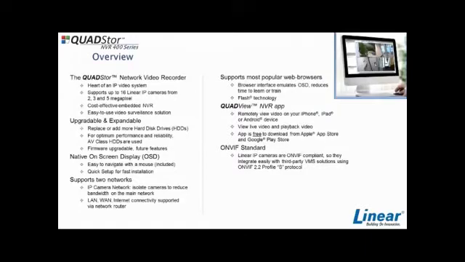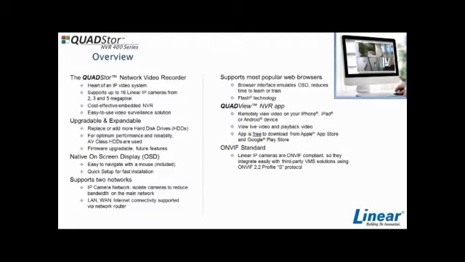The key features of the QUADStore NVR are that it supports the Linear 2, 3, and 5 megapixel cameras. It's a cost-effective embedded NVR, and it's upgradable and expandable, so you can replace the hard drives and add more storage to it. Future-proof with the ability to upgrade the firmware in future with new features. The native on-screen display allows it to act more like a DVR just by plugging the monitor into the unit.